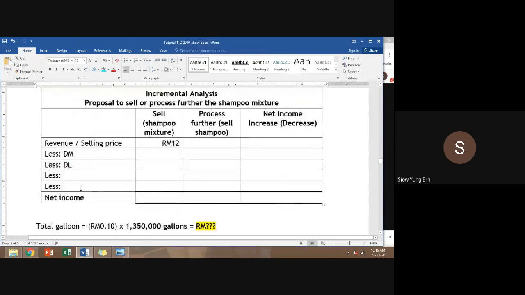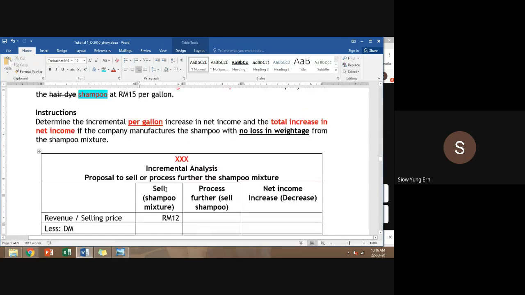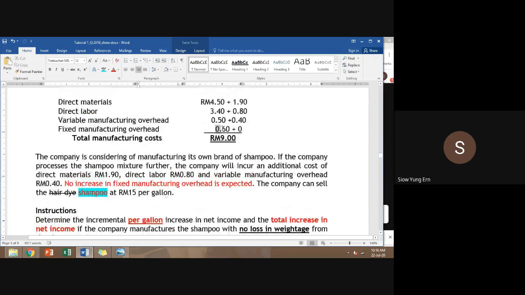Okay, and the last item, what is it and how much? Lydia. What is it and then how much? Correct. Fixed manufacturing overhead. Fixed manufacturing overhead, and then it is 60 cents. Okay, correct. 60 cents you can get from the top here.